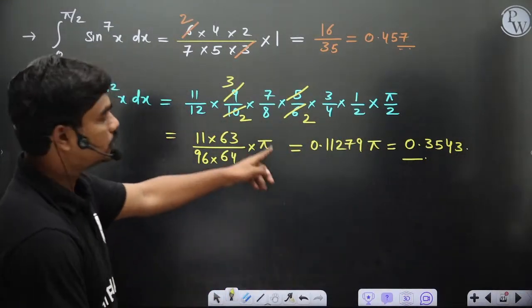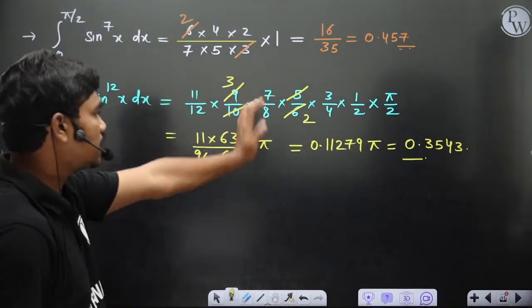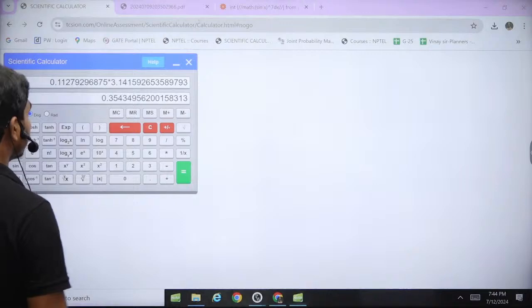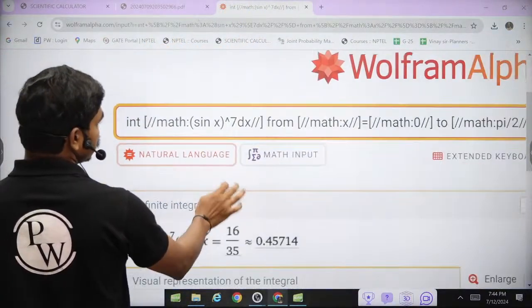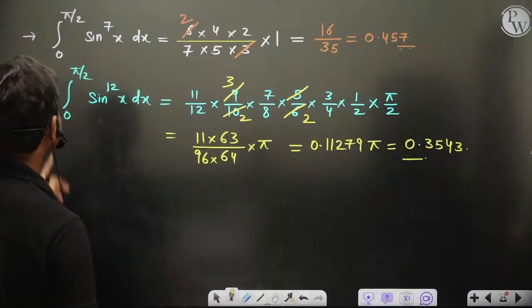So let's check whether 3 with 12, yeah, 3 with 12 can also be done, but anyway the final answer is that's the point of interest. We had a calculator, no issue. So let's calculate this sine power 12x. Let's go to this integrals again. So let's modify this function. Sine x power 12 is what I have taken. Okay, so sine x power 12 is the function actually.